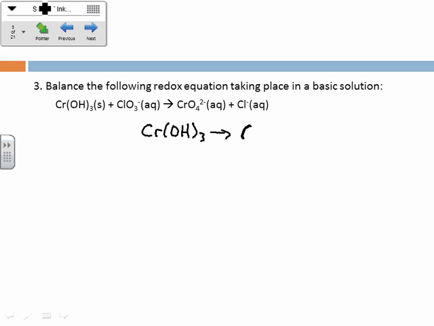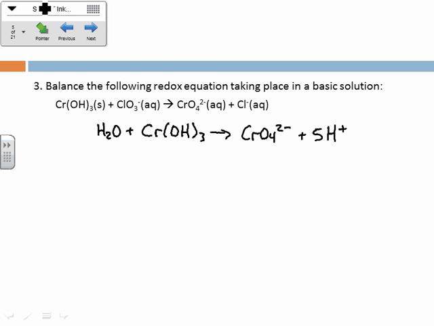CrOH3 going to CrO42 minus. Now this one's a little tricky as far as figuring out where everything goes. We've got 3 oxygens on the left side, 4 on the right. So we need to add 1 more water molecule to this side to balance our oxygens. Now we've got 5 hydrogens on the left side, so we need to put 5 H pluses over here.